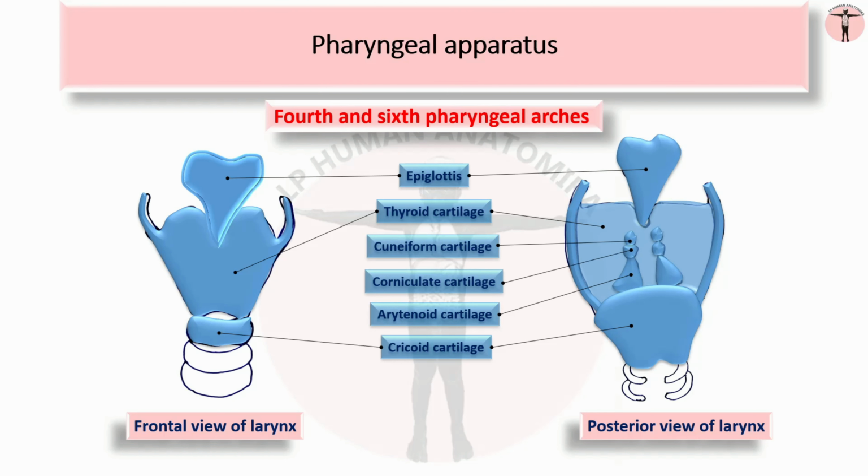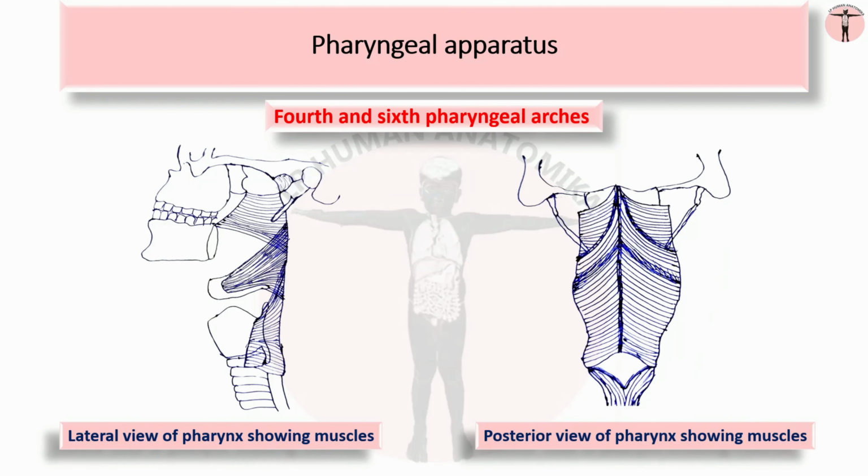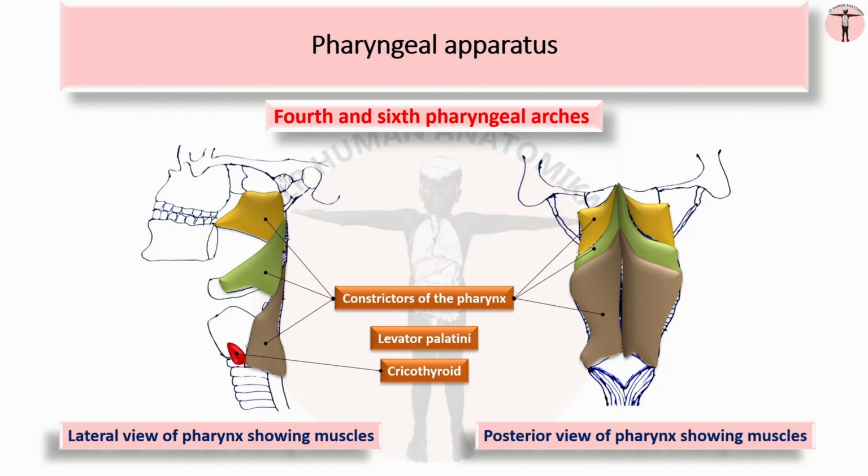corniculate, and cuneiform cartilages. The muscles derived from the fourth arch are the cricothyroid, which is the muscle of the larynx, levator palatini, which is the muscle of the soft palate, and constrictors of the pharynx. These muscles are innervated by the nerve derived from the fourth arch, that is the superior laryngeal nerve, which is the branch of the vagus.